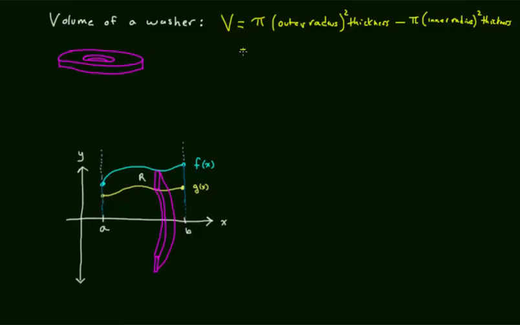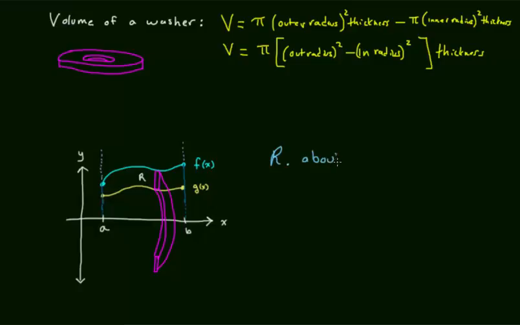We can also think of this if we pull out the pi and then also factor out the thickness, then we see the important features are going to be the outer radius squared minus the inner radius squared. That gives us the volume of a washer. So in this first example, again, we're going to talk about rotating about the x-axis. Alright, and then we're going to set up the integral to find the volume of the resulting solid.